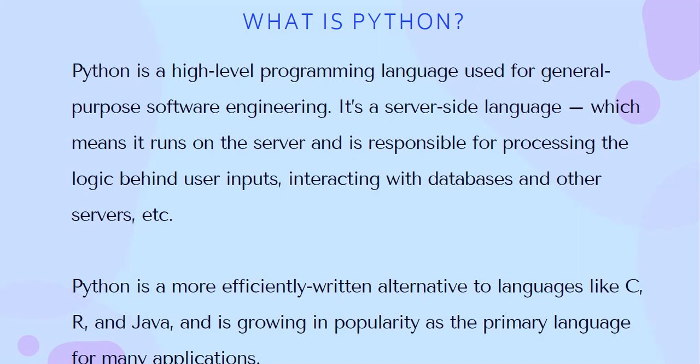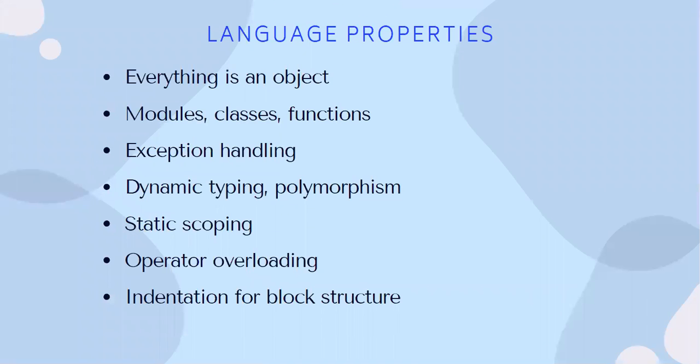So Python is a server-side language. So basically, what is a server-side language? It means that whatever input you are giving to that particular language, the logic behind those inputs is running on the server. That is why it is called a server-side language. Python is more efficiently written as compared to other languages like C, R, and Java. And because of this efficiency, Python is growing more and more in popularity and is becoming the primary language for many applications.